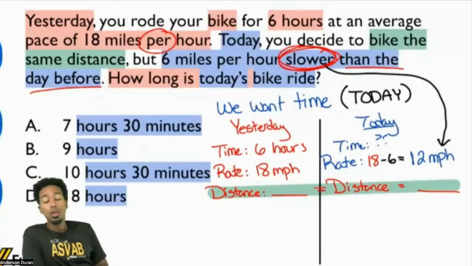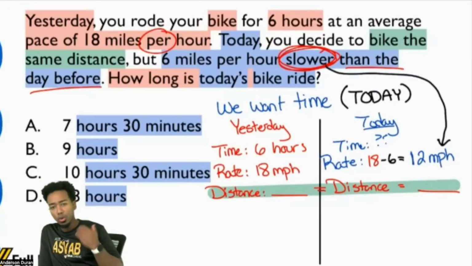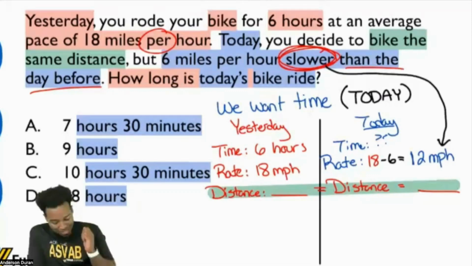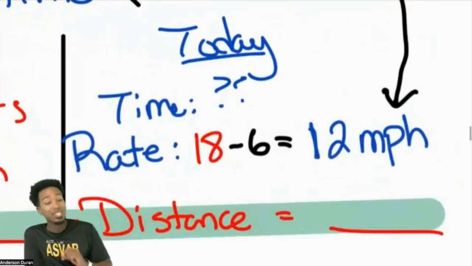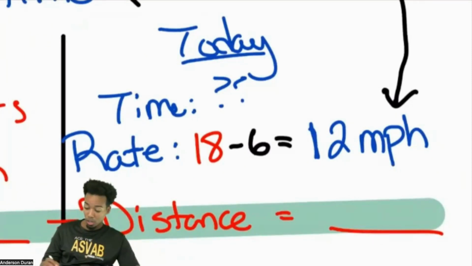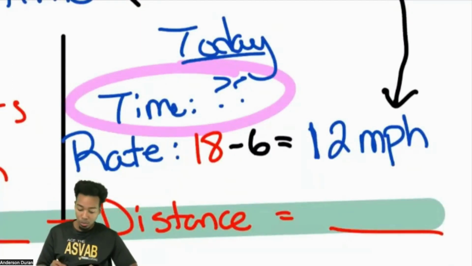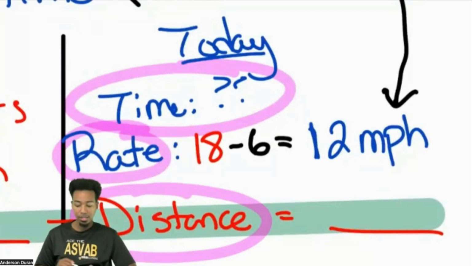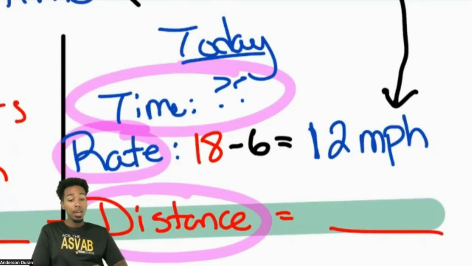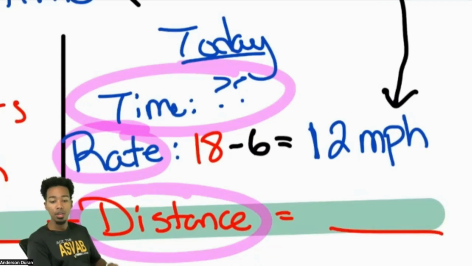So let's take a look here. Like I said earlier in today's class, I made sure to mention it as best as I could here. If we're looking for today's time, again, that's what the question is asking us to find. We are looking for today's time. If we're looking for today's time, I need to use today's rate and today's distance. Notice what I have so far. I have today's rate, that's the 12. Everybody, do I have today's distance? Yes or no? Do I have today's distance? No, I do not. I do not have today's distance, not yet at least.